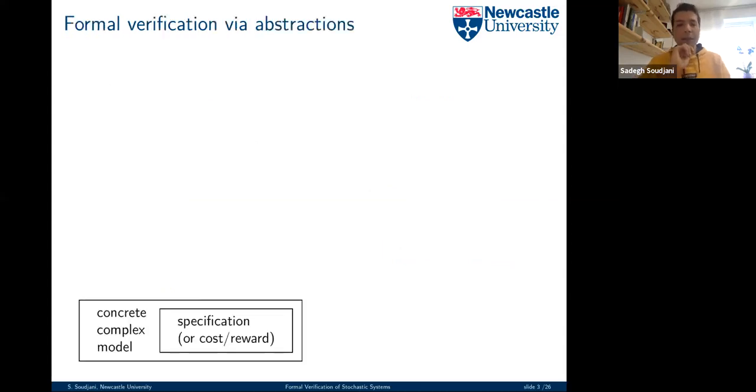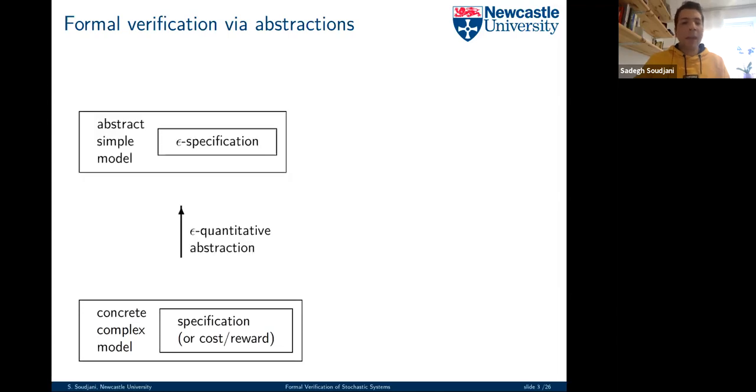Okay, so this slide shows the high-level idea of how abstraction can work for formal verification. Suppose we are given a complex model here together with a specification, or we may have a cost function, a reward function that we want to optimize. Since the model is complex, we cannot solve the problem analytically. We have to use approximation methods. So we replace the complex model with a simple model. We also replace the specification with another specification here called epsilon specification.